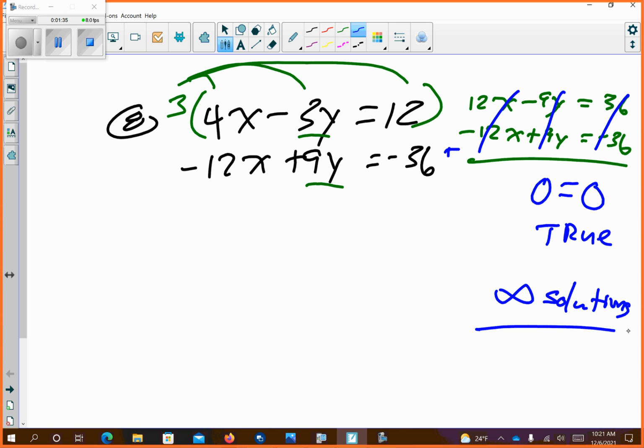If that came out to like 10 equals 0 or something like that, then it would be no solution, but because it's a true statement, it's infinite. What else can I, yeah, 10? Ooh, a graphing one, okay.